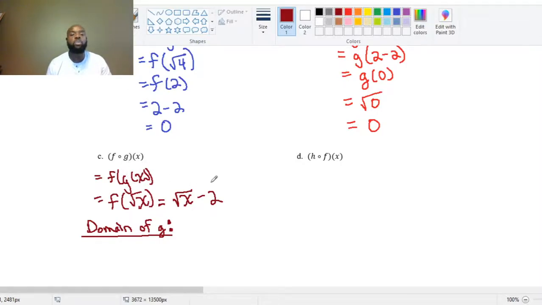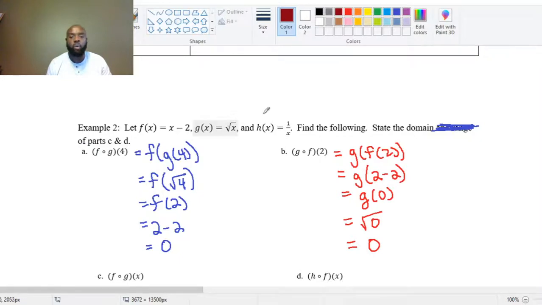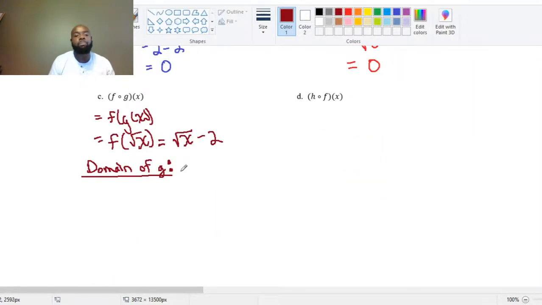Since my inside function was g of x, and g of x was the square root of x, the domain of that, remember, you take whatever's under that radical and set it greater than or equal to 0. You can do a number line or whatever. You'll find that that's from 0 to infinity. Then what I tell my students to do is to look at your final simplified version of your composite function. All right, the final composite function.